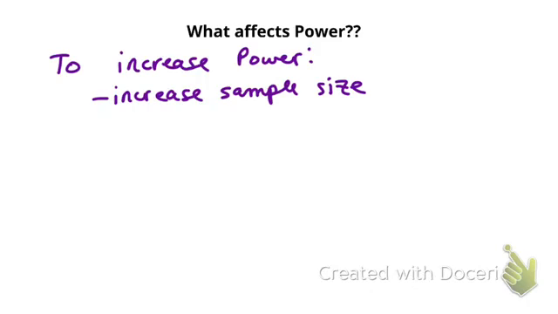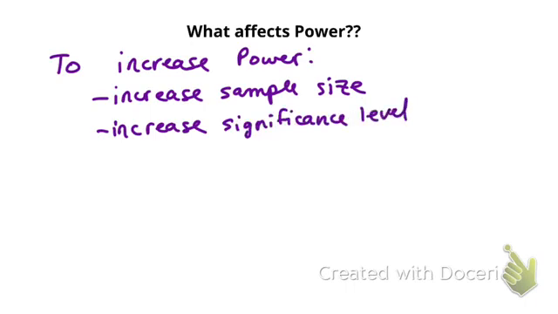We can also increase the significance level. Now, hang on a second. What is the significance level? That's just alpha. So how does that work? Alpha is the probability of a type 1 error. If my type 1 error probability goes up, type 2 error goes down. And the probability of a type 2 error is equal to beta. So if alpha goes up, beta goes down.